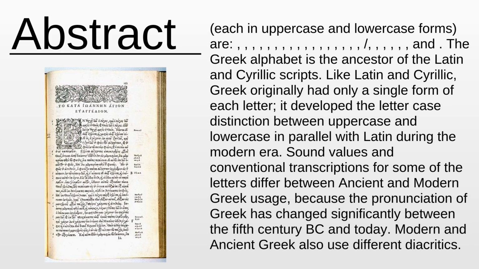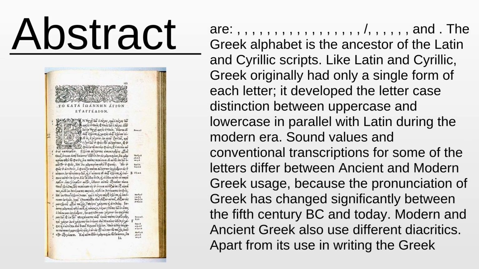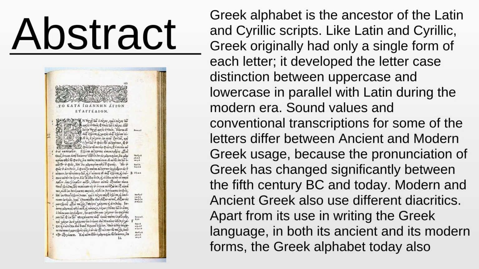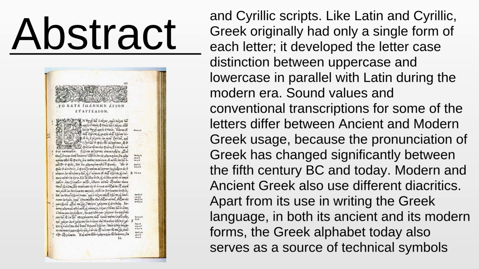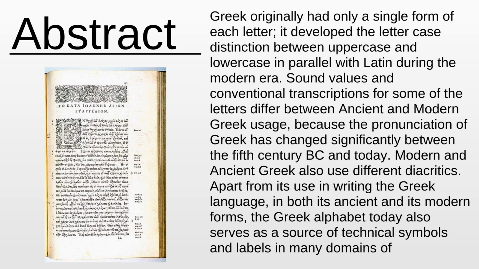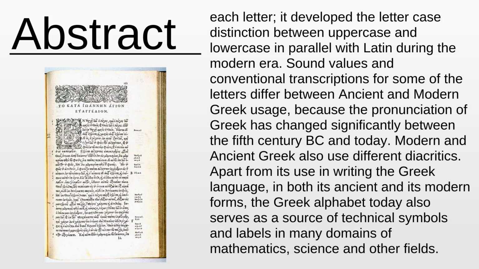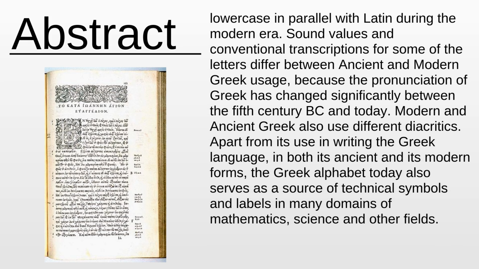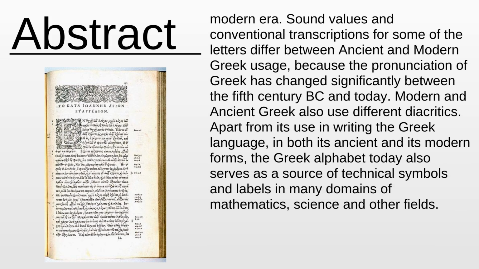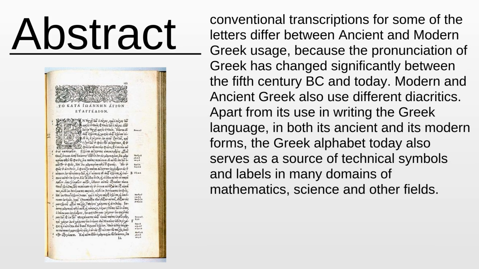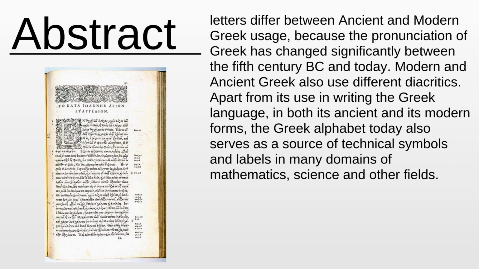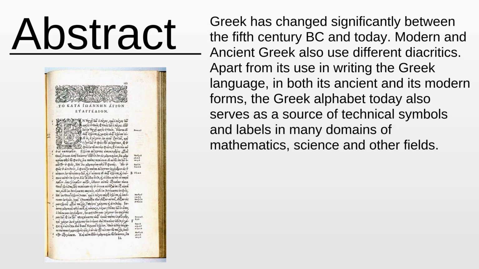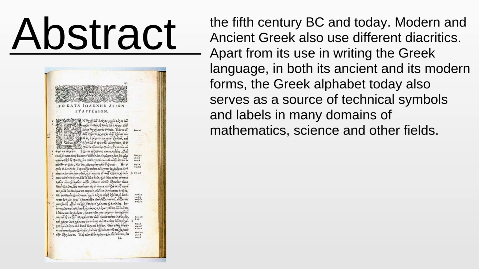These 24 letters, each in uppercase and lowercase forms, are shown here, and the Greek alphabet is the ancestor of the Latin and Cyrillic scripts. Like Latin and Cyrillic, Greek originally had only a single form of each letter. It developed the letter case distinction between uppercase and lowercase in parallel with Latin. During the modern era, sound values and conventional transcriptions for some of the letters differ between ancient and modern Greek usage, because the pronunciation of Greek has changed significantly between the 5th century BC and today.